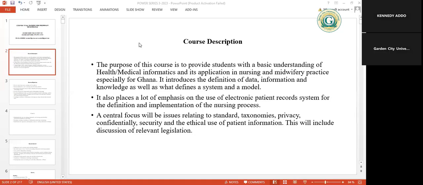It also places a lot of emphasis on the use of electronic health records for the purpose of defining system implementation and nursing process. We will also be looking at taxonomies, issues of privacy, confidentiality, security, and then ethical use of patient information. Then we will also look at the needed legislation regarding the adoption and utilization of technology in nursing.